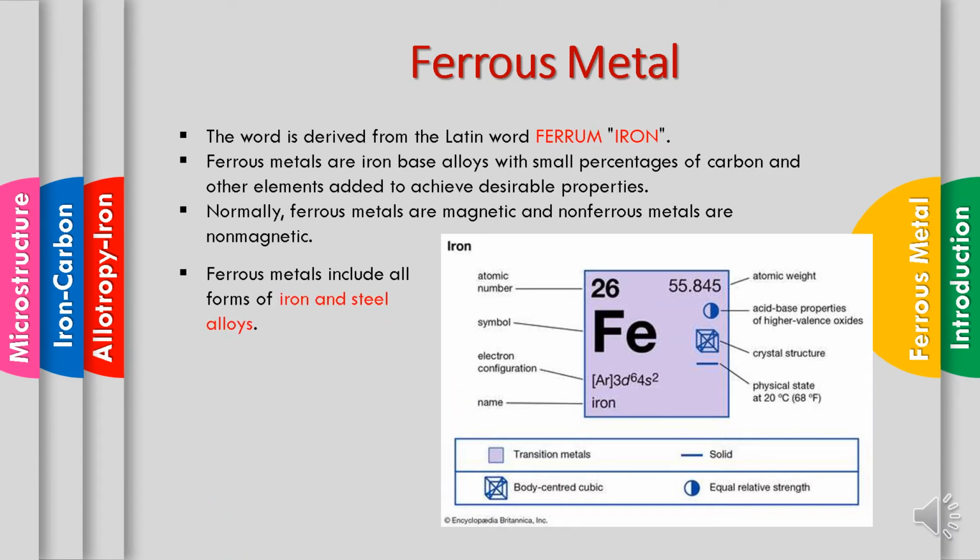So ferrous metals include all forms of iron and steel alloy. Later on, we will see the iron carbon phase diagram, so that with a certain percentage of carbon, it will produce a steel range and also a cast iron range in the phase diagram. Examples include wrought iron, cast iron, carbon steels, alloy steel, and tool steel. The cast iron, carbon steel, alloy steel, and tool steel, we will cover in part 2 later on.